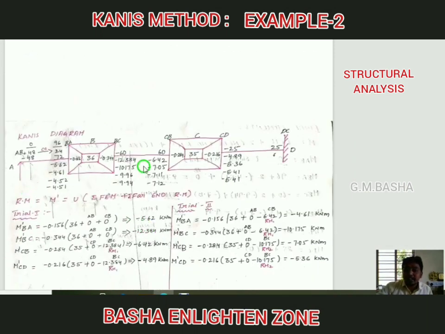So first of all, see here, this is the diagram. So I am writing the AB fixed moment will be minus 48, BA fixed moment will be 72, BC fixed moment will be minus 60, CB fixed moment will be 60, CD fixed moment will be minus 25, DC fixed moment will be 25.